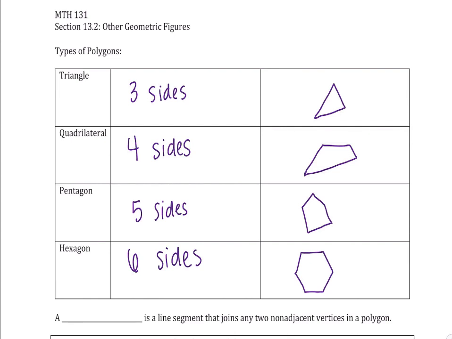Now, if we connect 2 non-adjacent vertices, so you're looking at 2 corners that aren't next to each other, we would call that line segment a diagonal. And I can draw one of these in to all of the shapes except the triangle, because in the triangle you do not have a vertex that's not adjacent to one of the other ones. So we can't draw any of these diagonals in triangles, but we can draw a diagonal in every other shape. And there's multiple diagonals that you can draw within these shapes.